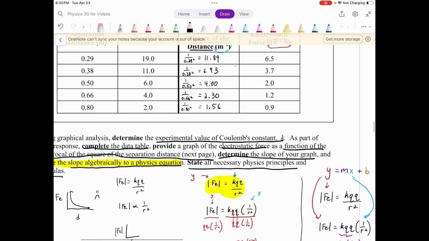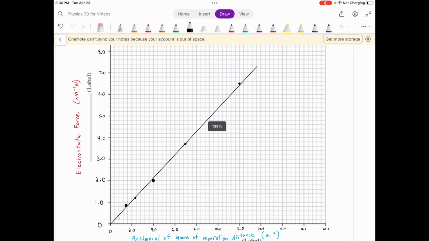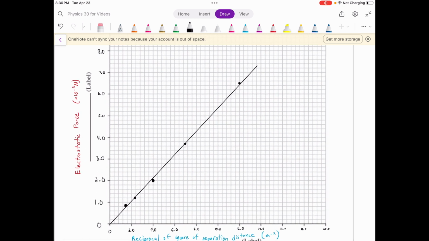So there's our plan. Now that we've made our graph, we know we need to find its slope and then divide it by the product of the charges. So here we go. To get a slope, we need a rise and a run. To get a rise and a run, we need to find two good points that we can easily read and see how much it's actually rising and running. So just looking for some nice, easy to read points where I won't have to estimate.